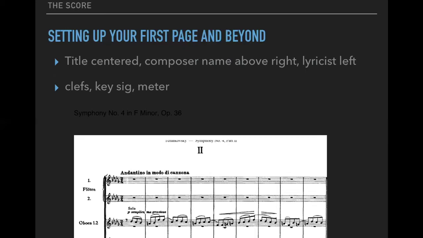And of course, you would only see that meter or key signature at the start of a piece, unless it changes. So you're not going to see that 3/4 on the second page. Again, it's something that you've been seeing all your life. You just might not have noticed it.